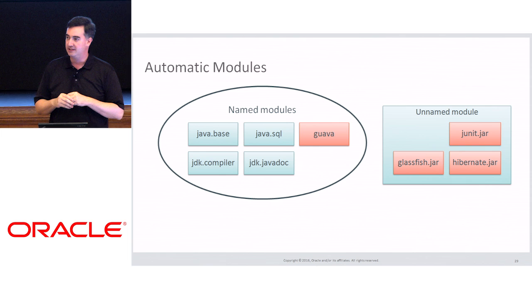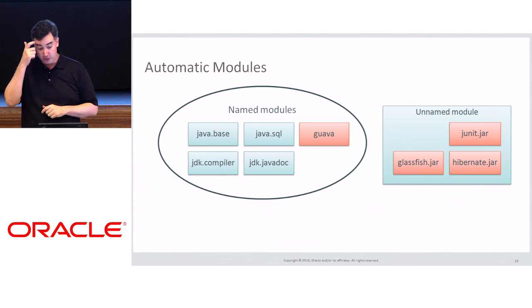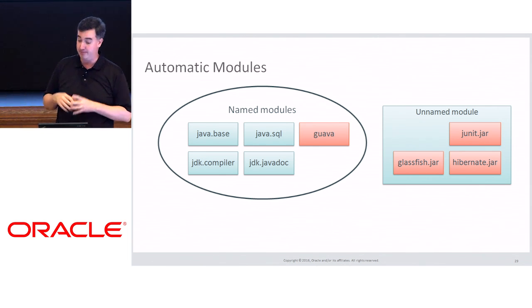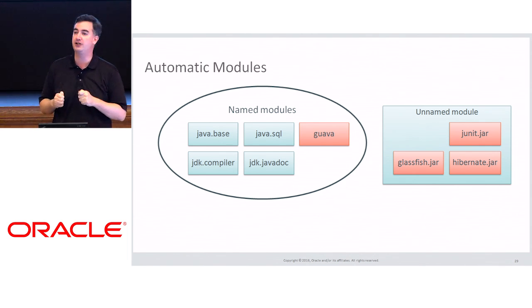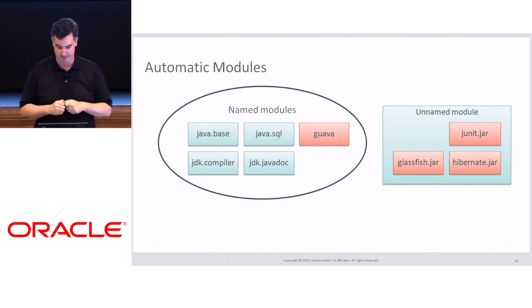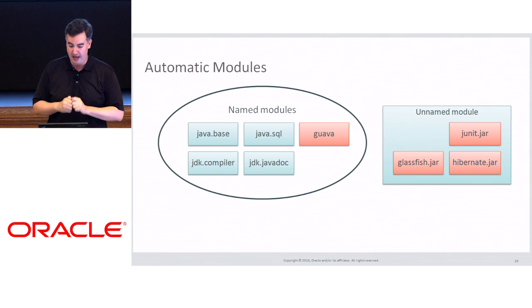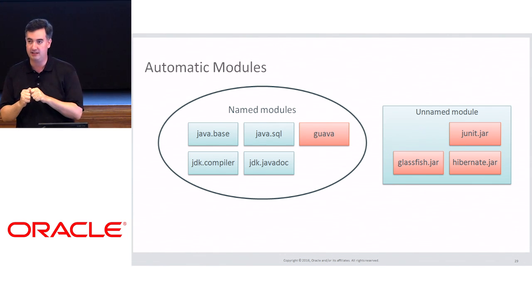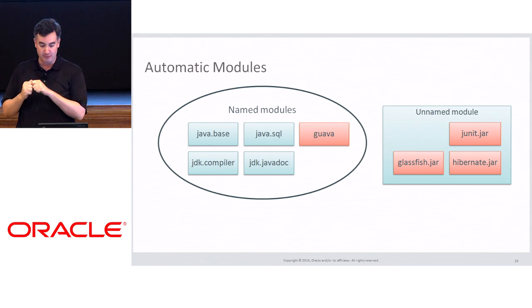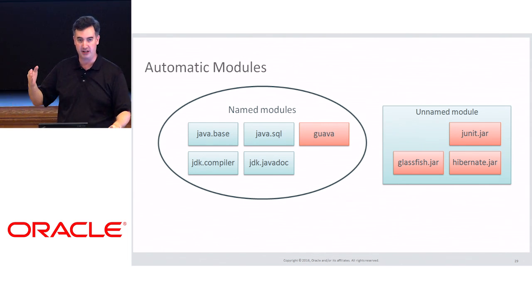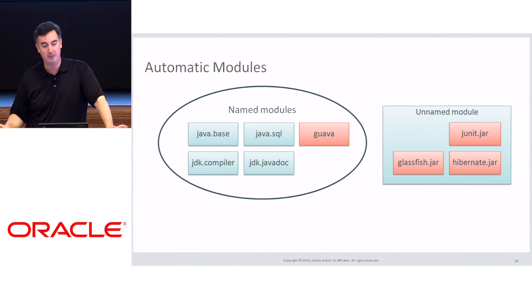The answer is automatic modules. You can take a jar, say guava.jar, and move it from the class path to the module path. This turns the jar into an automatic module. That's all you have to do. An automatic module is a named module declared implicitly rather than explicitly. Its name is derived from the jar file name in obvious ways. Putting guava.jar on the module path gives an automatic module called guava.